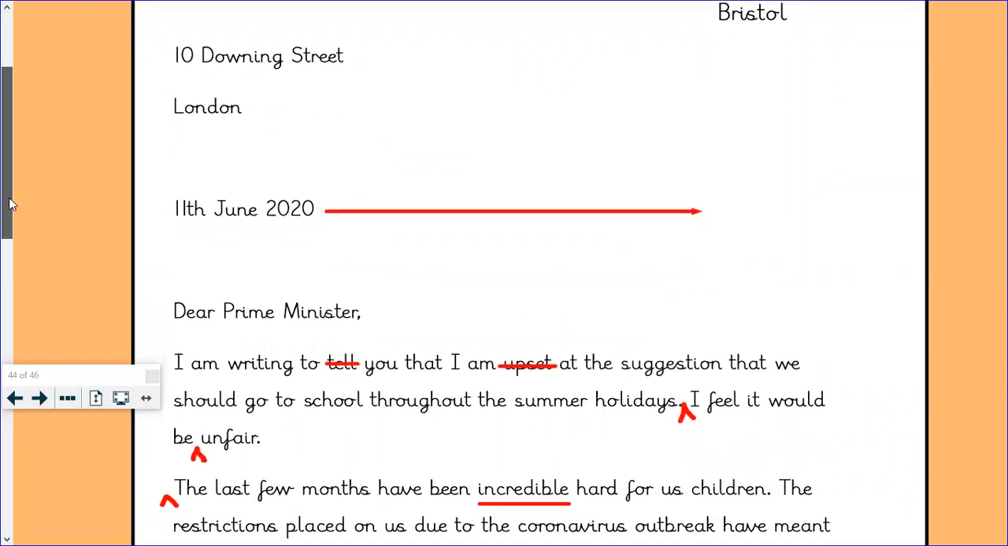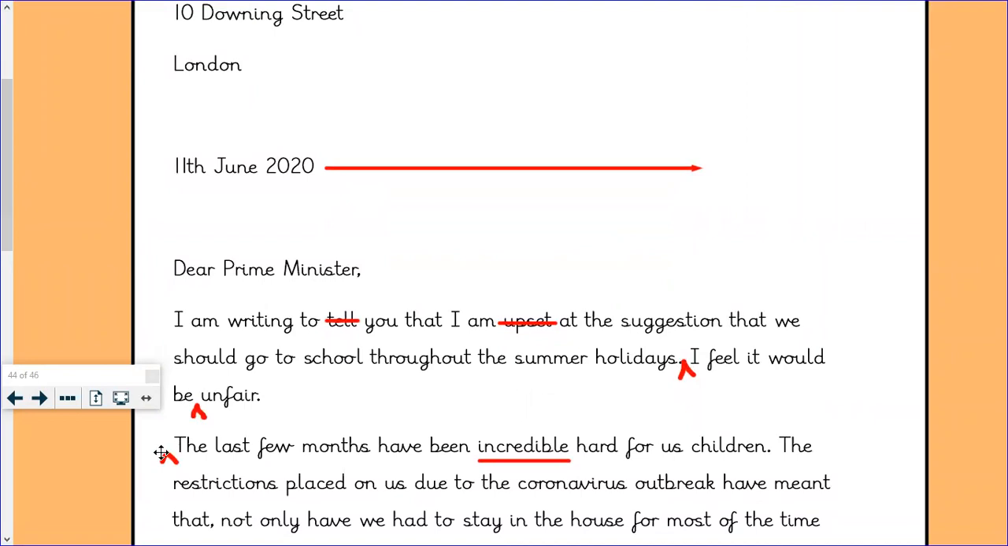And another way you might need to look at improving your letter. I've given myself another arrow here because I think I could get another fronted adverbial in there. As you can imagine, the last few months have been incredibly hard for us children. Another fronted adverbial. And I've also spotted here, look, it's a grammatical error. I've actually written, the last few months have been incredible hard for us. It should be incredibly hard for us. So there's various ways you can improve your work. Spot the errors, the actual mistakes that are there. Think about upscaling some of the words and the vocabulary, and then see if you can add in any extra words or phrases to make it even better.